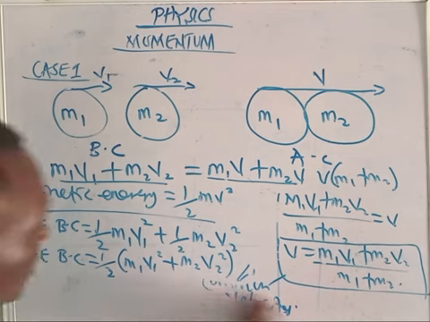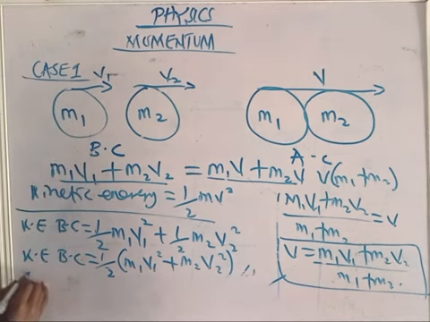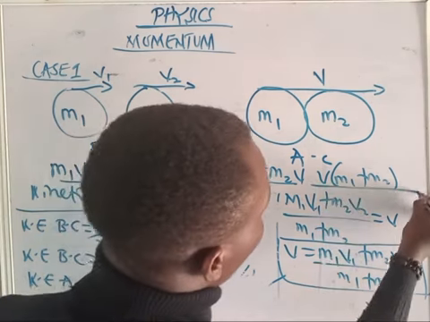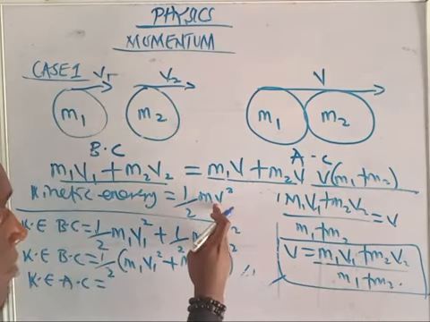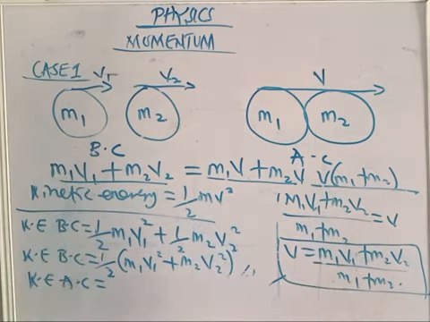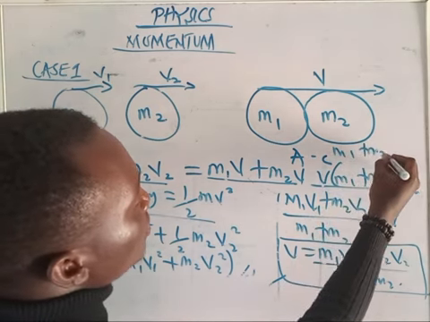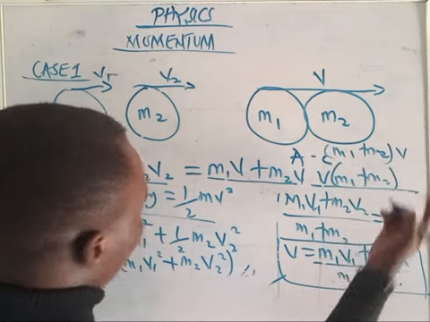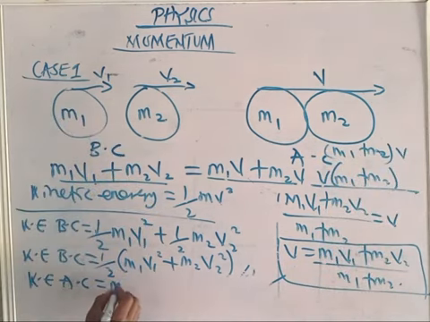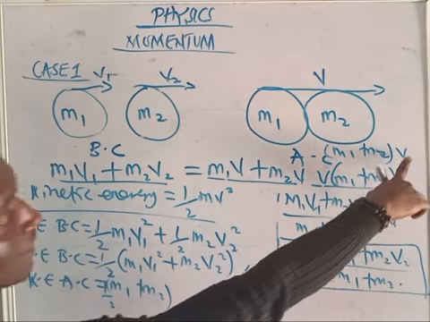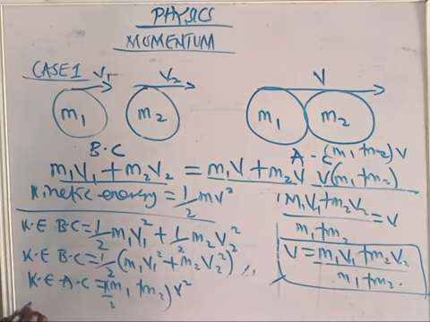For kinetic energy after collision, our value has become this: 1 over 2 m, because this v into m1 plus m2 is the same thing as m1 plus m2, everything into V. So once m comes up, we have m1 plus m2, all into V. But 1 over 2 comes first in the formula of kinetic energy, so 1 over 2 (m1 plus m2), but V is carrying a square, so you have V squared.